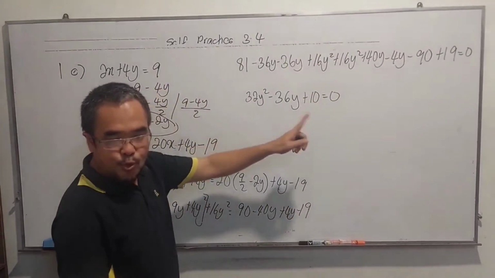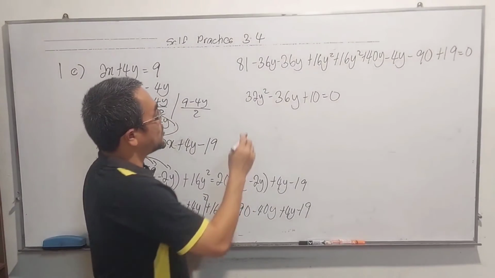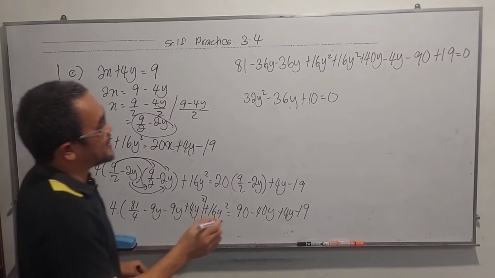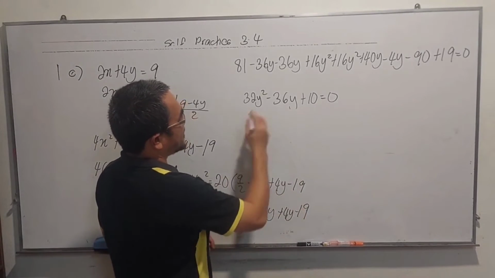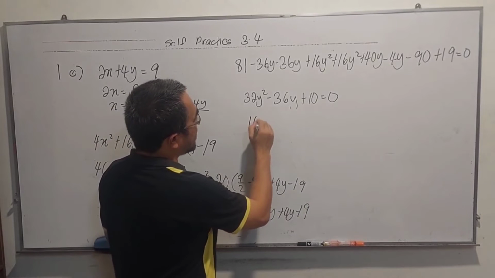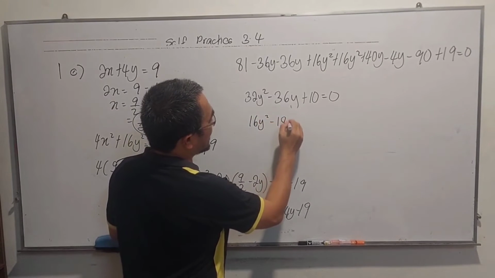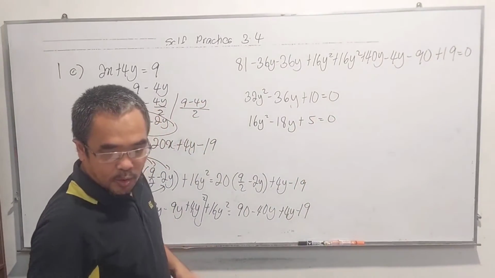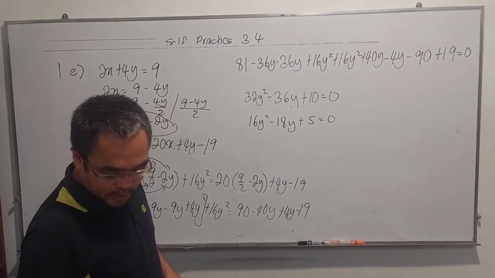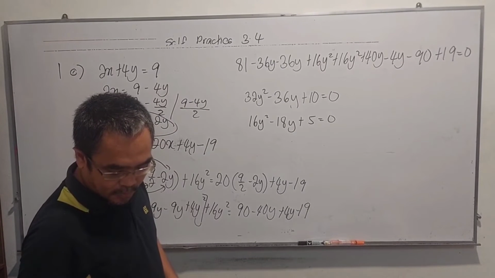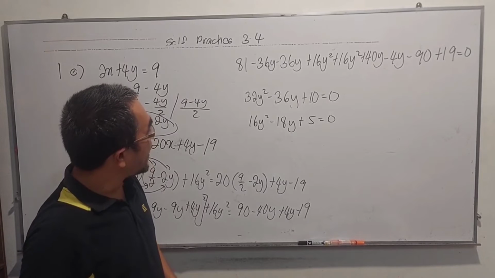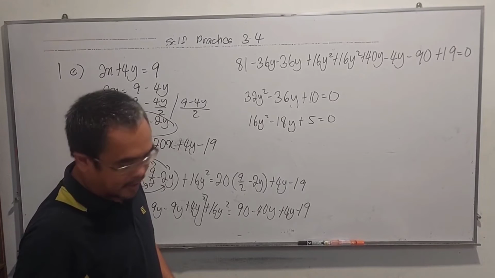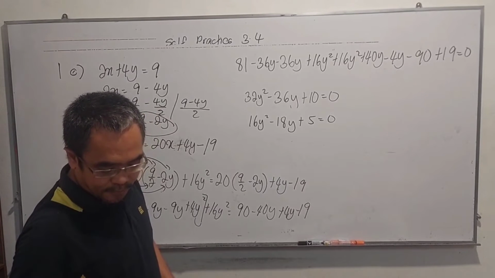So in this case, you could divide all by 2. So from 32y squared minus 36y plus 10, I divide by 2, I get 16y squared minus 18y plus 5 equals 0. Okay, using the quadratic equation, A is 16, B is negative 18, and C is 5.